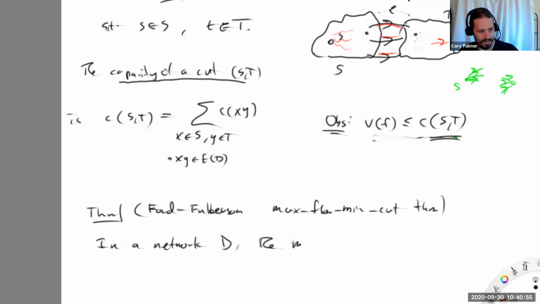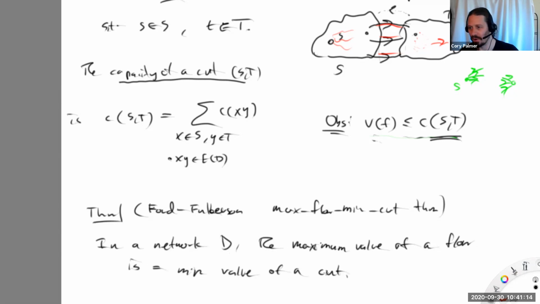The maximum value of a flow is equal to the minimum value of a cut. Okay, so maximum value taken over all flows is equal to the minimum value taken over all cuts. Those two things are equal.